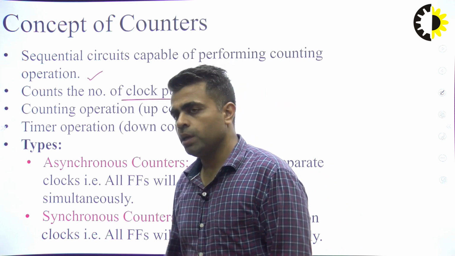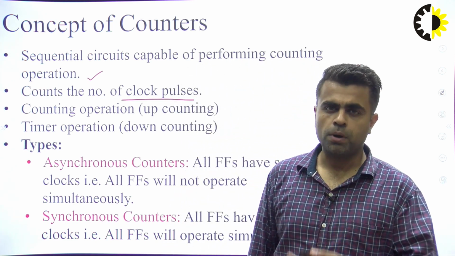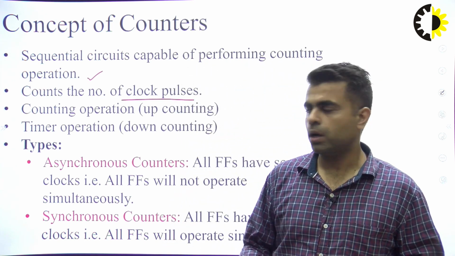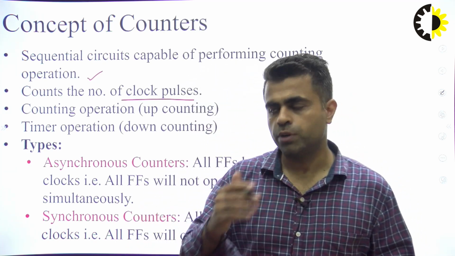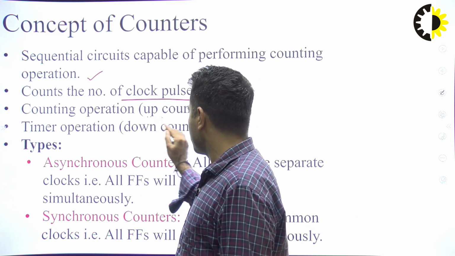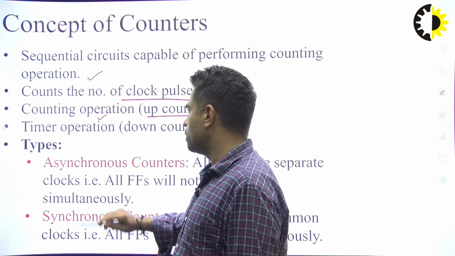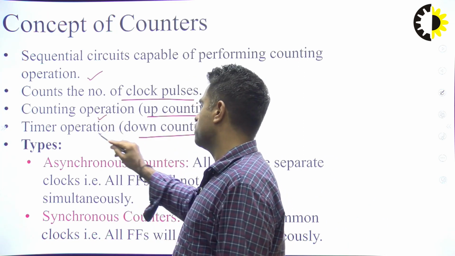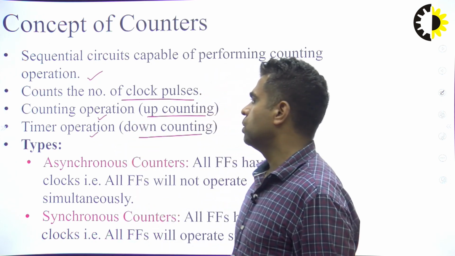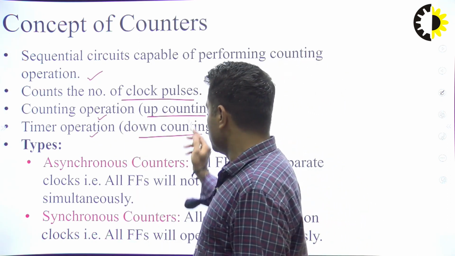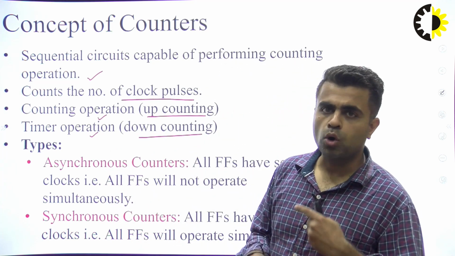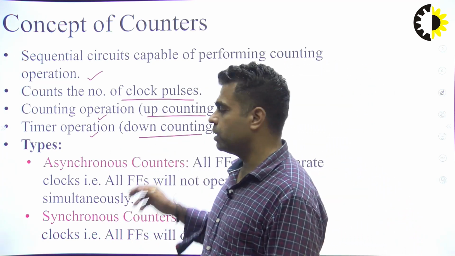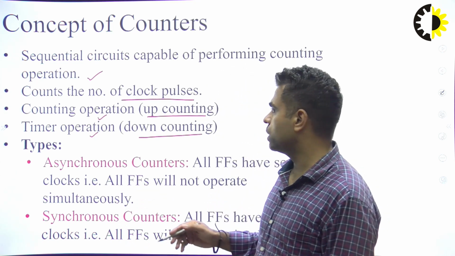Counting operation can be either in the form of up counting, that means 0, 1, 2, 3, or in the form of down counting, or we can say reverse counting. This up counting can also be termed as counting operation, and this down counting can also be termed as timer operation. In both cases, the step by step, clock by clock transition will be either in upward or in downward direction.